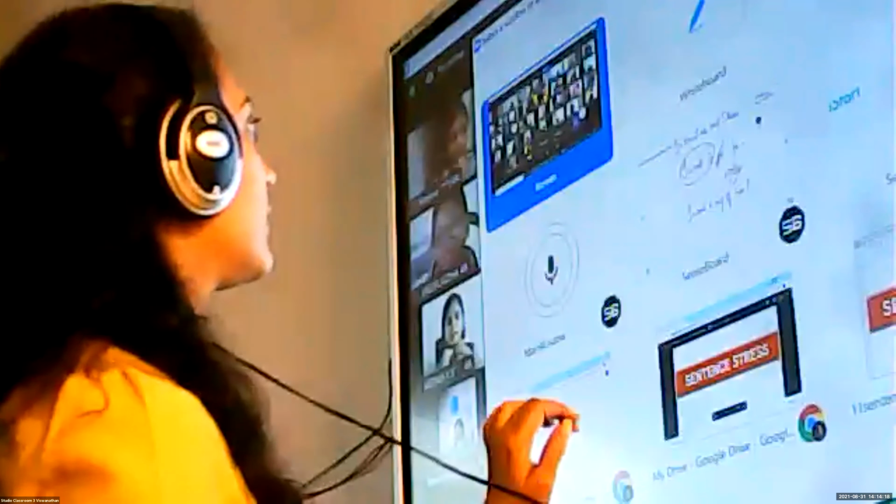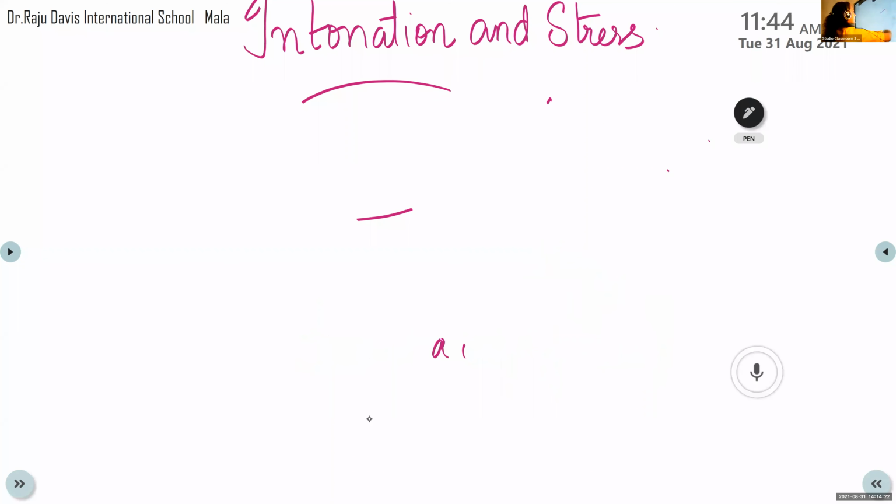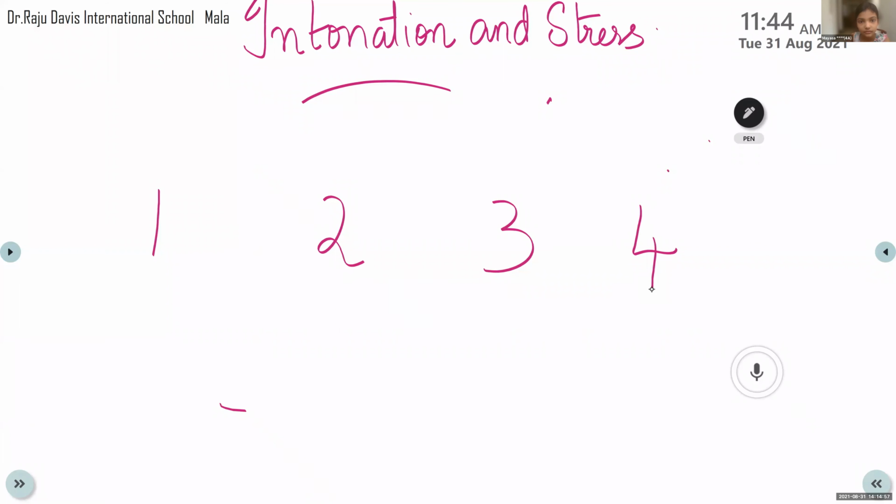Now look at stress. If I am following the stress timed pattern, I'll take 4 numbers. 1, 2, 3, 4. This is my rhythm. 2, 3. This is my rhythm. 1, 2, 3, 4. Got it? Now I'm going to insert a word in between. Got it? Can you see? I've inserted the word and.